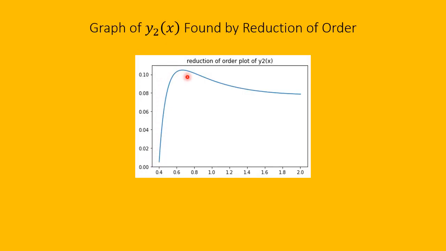Here is the graph of y2 of x found by that program. The program first found y sub 1 of x, and then used reduction of order, and the formula for y sub 2 of x that comes from reduction of order, to plot this function.